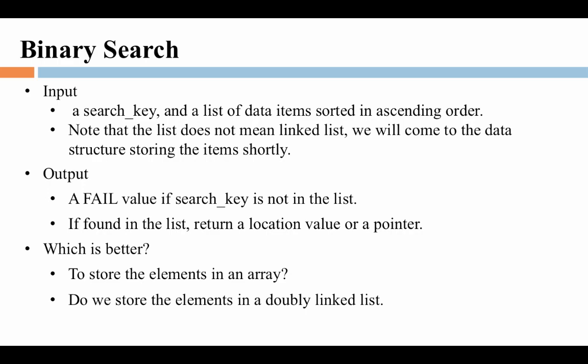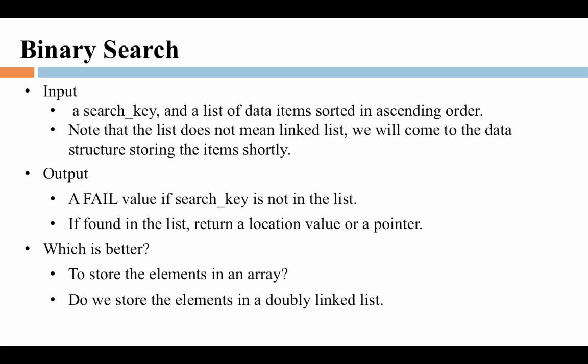Alright, so let us just look at binary search. We've already discussed it. The input to binary search is a search key and a list of data items stored in ascending order. Now, when I mean list here, I do not mean a linked list. We will come to the data structure storing the items in a couple of minutes.